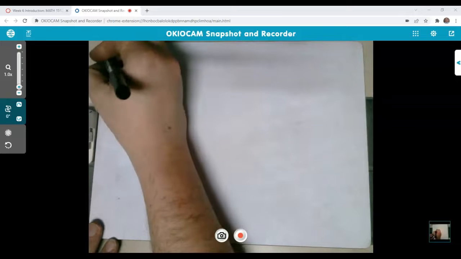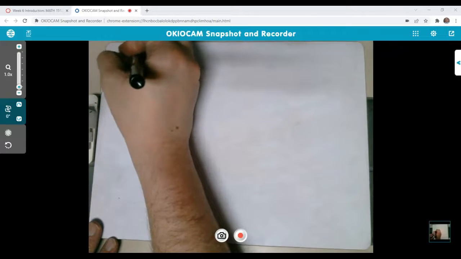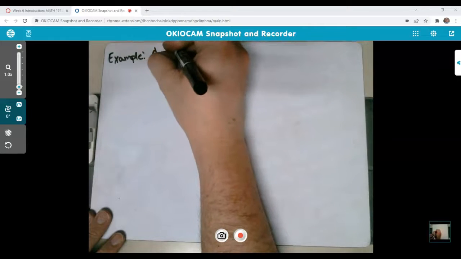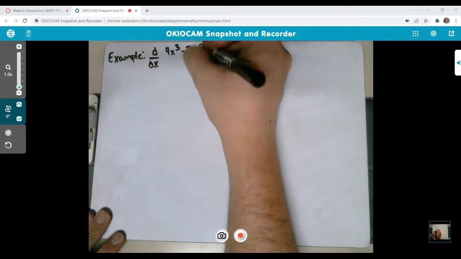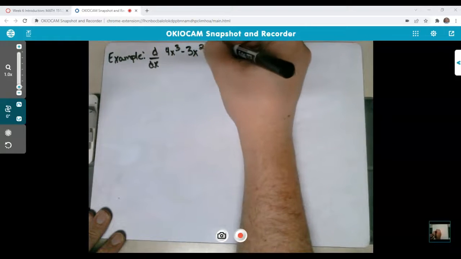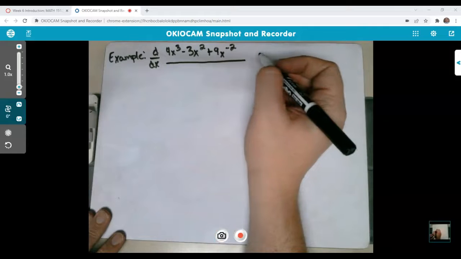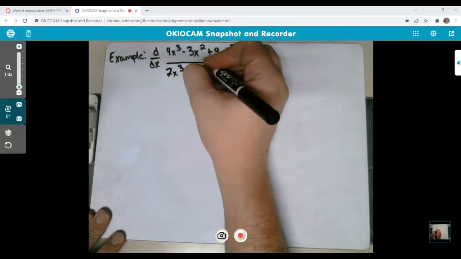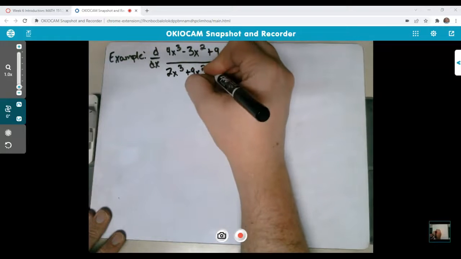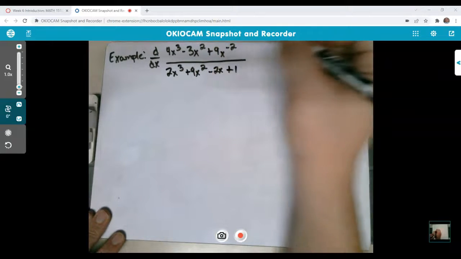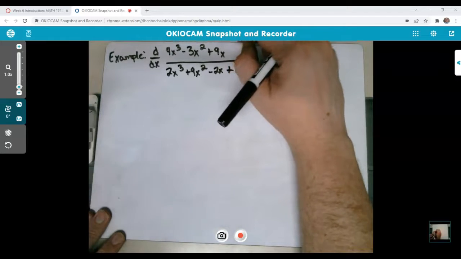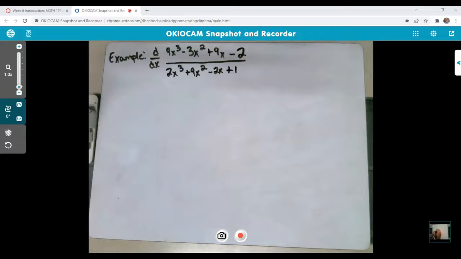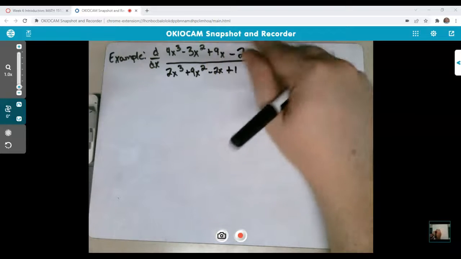So example, let's find the derivative of 4x to the third minus 3x squared plus 9x to the negative 2 over 2x to the third plus 9x squared minus 2x plus 1. I'm realizing now the power should not have been a negative 2. It should have said 9x minus 2. So sorry about that. Anyway, 9x minus 2.